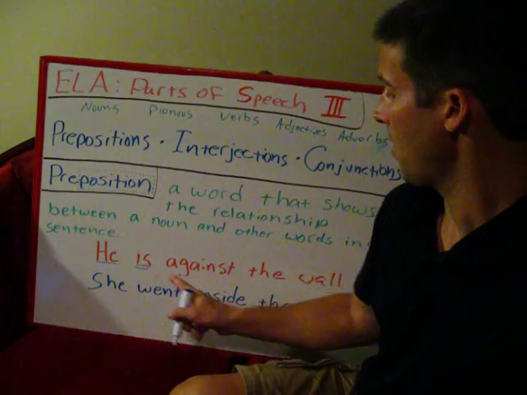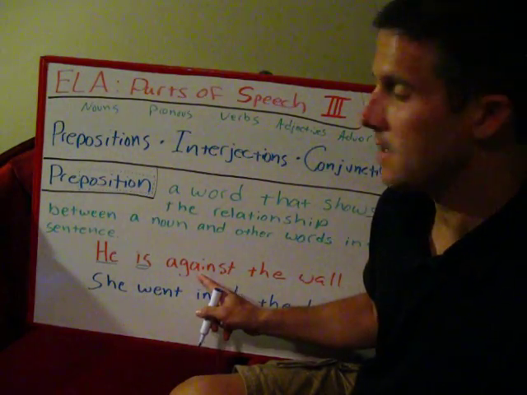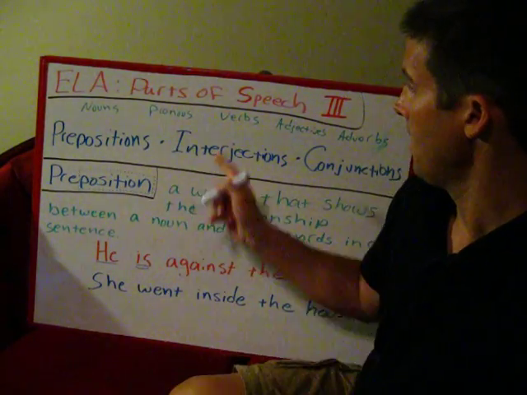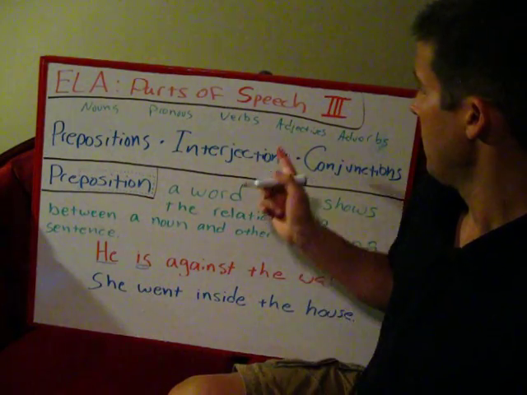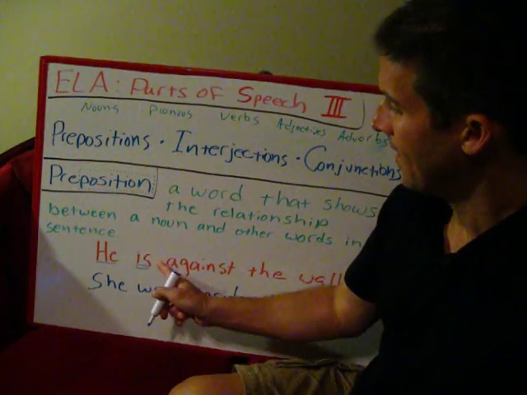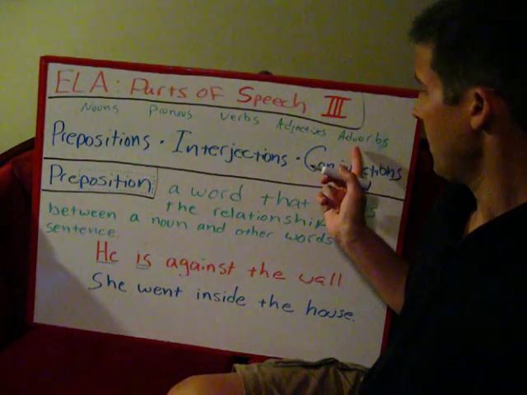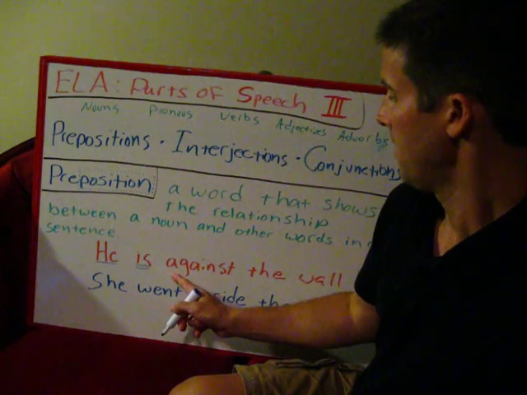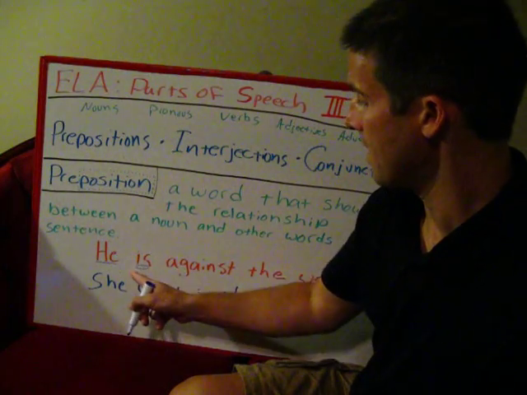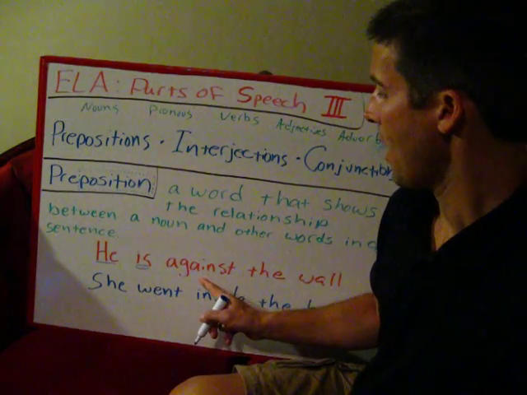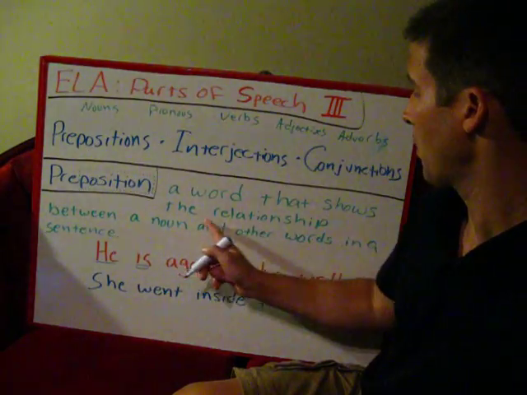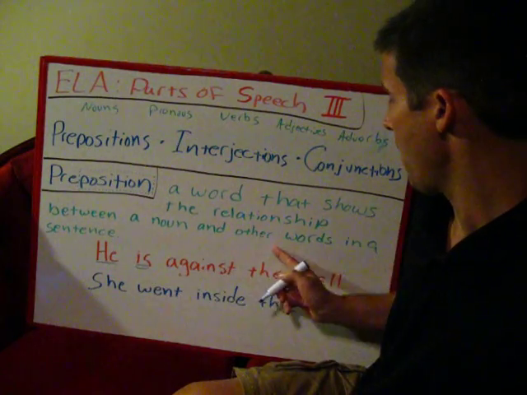And now we have a word here, against. Against is not a noun. It's not a person, place, or thing. It's not a pronoun. It's not a verb. It's not an adjective that describes a noun. There's nothing that it's describing. It's not an adverb. Even though you could say it's a word that describes this word, he is what? Against. But we have a word for this. It's called a preposition, because it's a word that shows the relationship between a noun and other words.